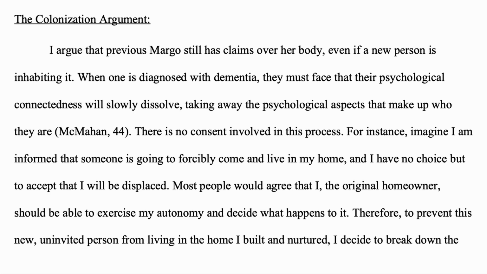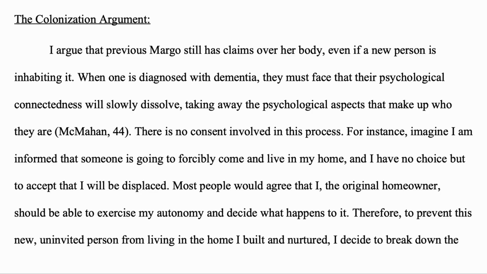I argue that previous Margot still has claims over her body, even if a new person is inhabiting it. When one is diagnosed with dementia, they must face that their psychological connectedness will slowly dissolve, taking away the psychological aspects that make up who they are.